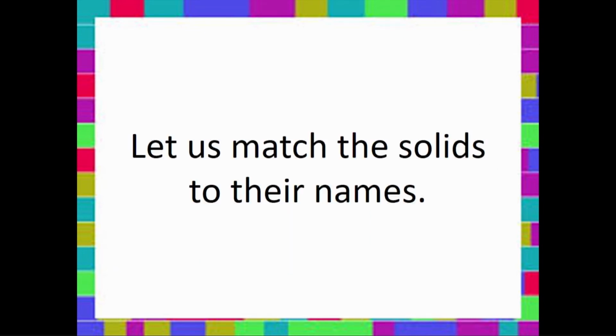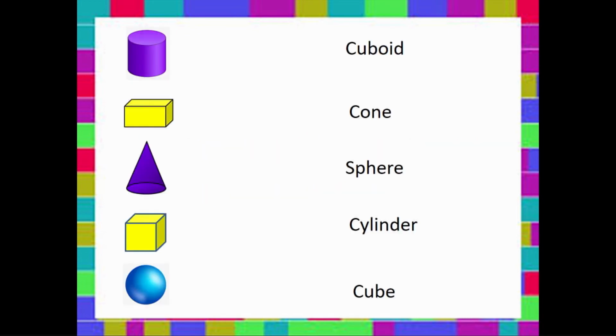So let's match the solids to their names. I have the shapes on the left and I have their names on the right. Let's say the names on the right together. Cuboid, cone, sphere, cylinder, cube.